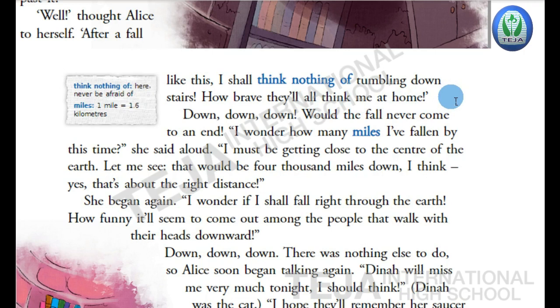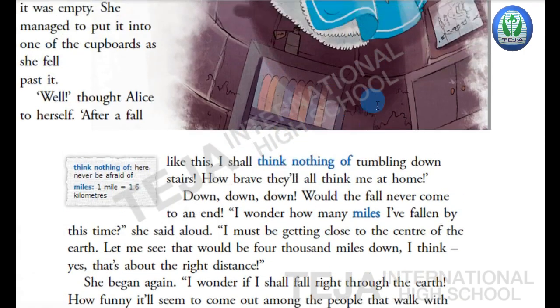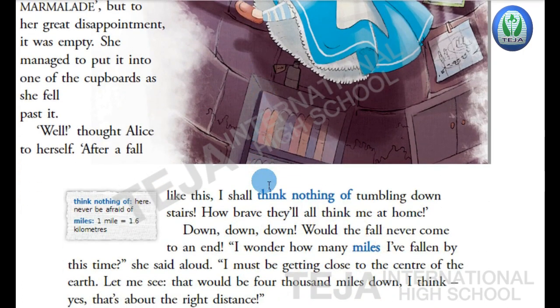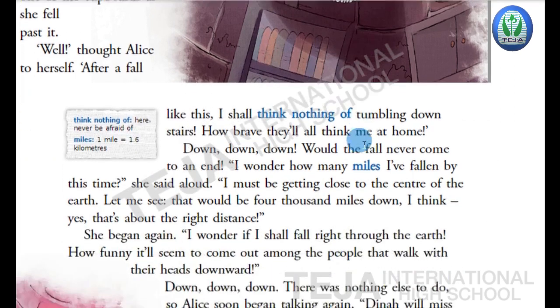Now here, after she kept the jar in the cupboard, she said to herself that after a fall like this, all will think that I'm a daring person. How dare they think about me at home.